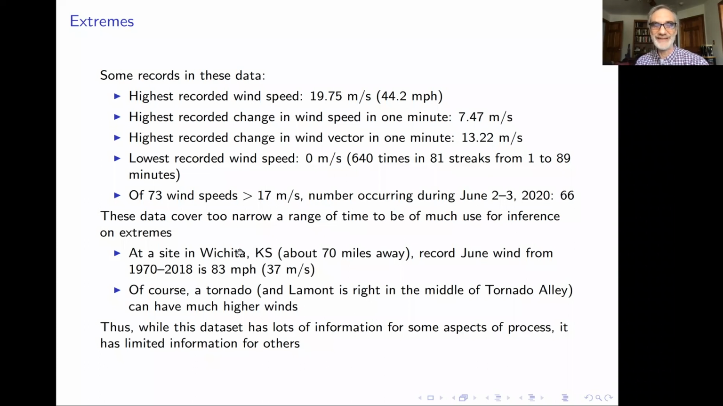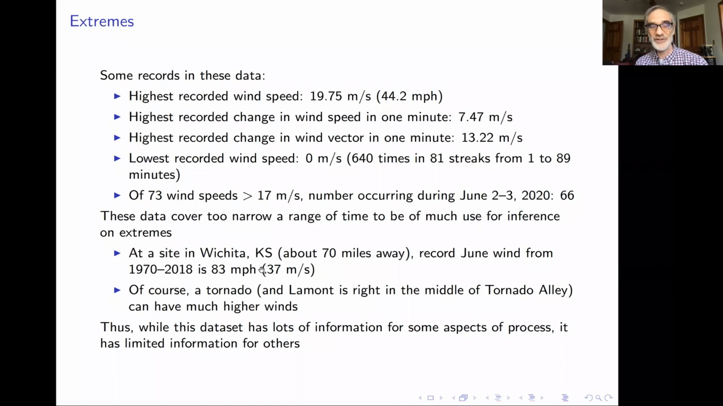If you go to a nearby location, Wichita, Kansas, which is about 70 miles away, and you look at the wind records for June, over a period of 49 years there was a wind speed of 37 meters per second, so almost twice this. So clearly, wind speeds much greater than this are possible.